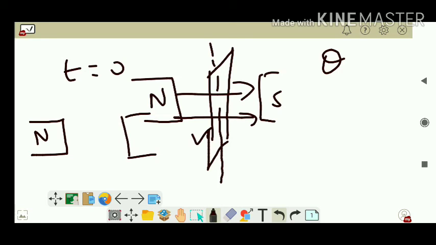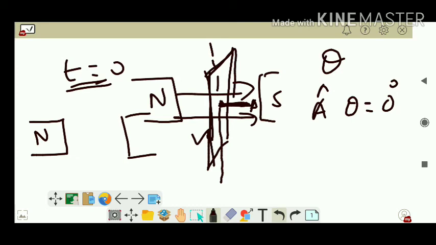So the area vector, right, this will be the area vector. The area vector will be making theta equal to 0. The area vector will be in this direction. The initial condition, when t was equal to 0, the plane is perpendicular to the magnetic field lines, but the area vector is making an angle theta equal to 0 degrees.